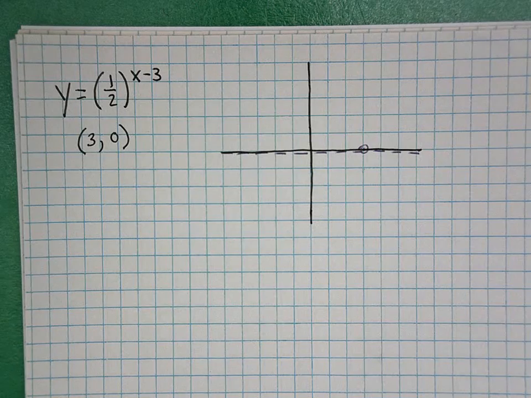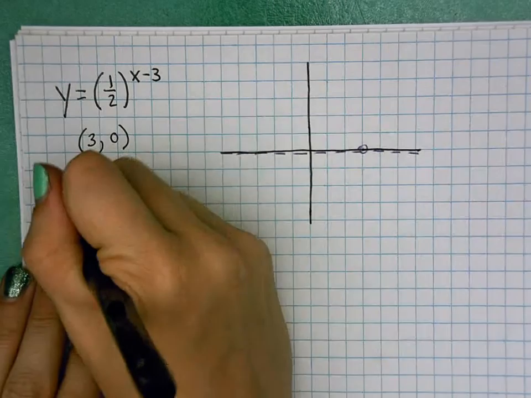Now we need 2 more points, so we're going to plug in. I'm going to go ahead and choose to plug in 3 initially.